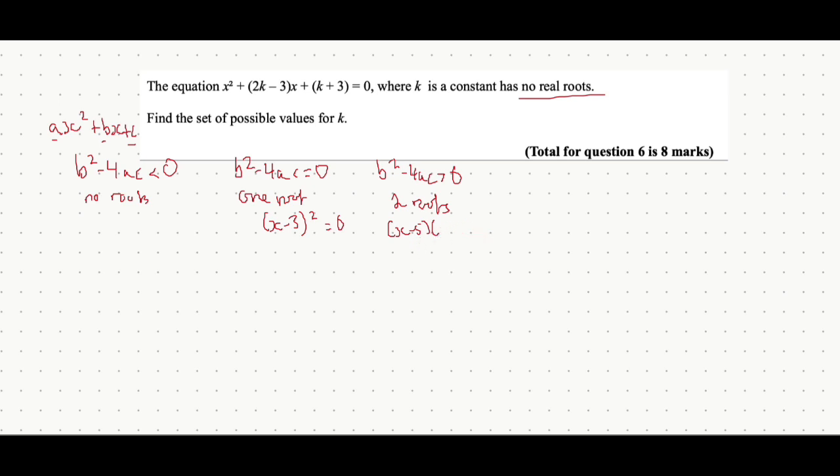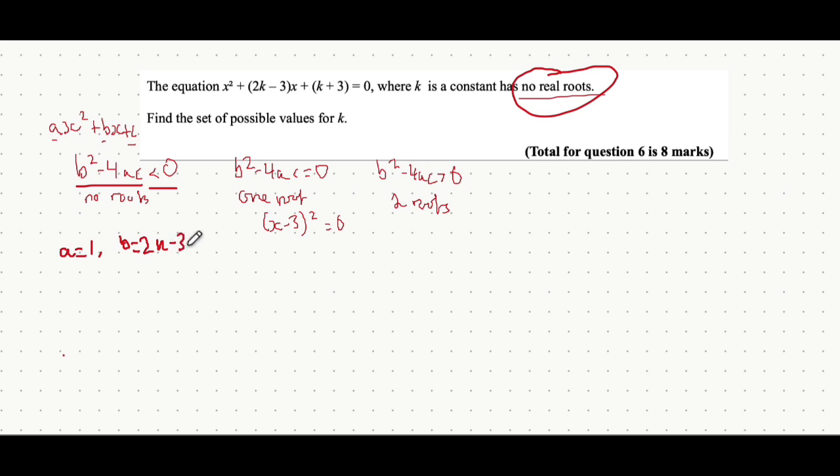Moving on then, how do we apply this to this scenario? It tells you that this quadratic has no real roots. What that means is we can take the discriminant of it and set it as being less than 0 and form a quadratic inequality. So let's do that. Like I said, a is the coefficient of x squared, so it's 1 for this example. B is the coefficient of x, so it's all of 2k minus 3. And c is the whole of the constant at the end.